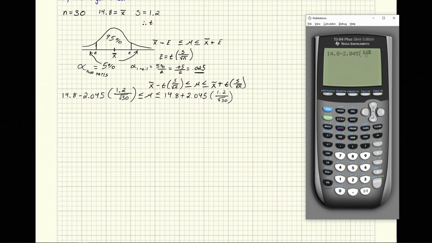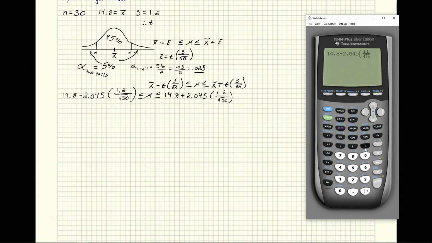So we could type 1.2, then come down here and type the square root. The square root is this blue one right here, so we're going to hit second to get to the blue one. Square root, and then 30. We're going to push over. Now we got out from underneath the radical, but we're still under the fraction, so we have to go over one more time.